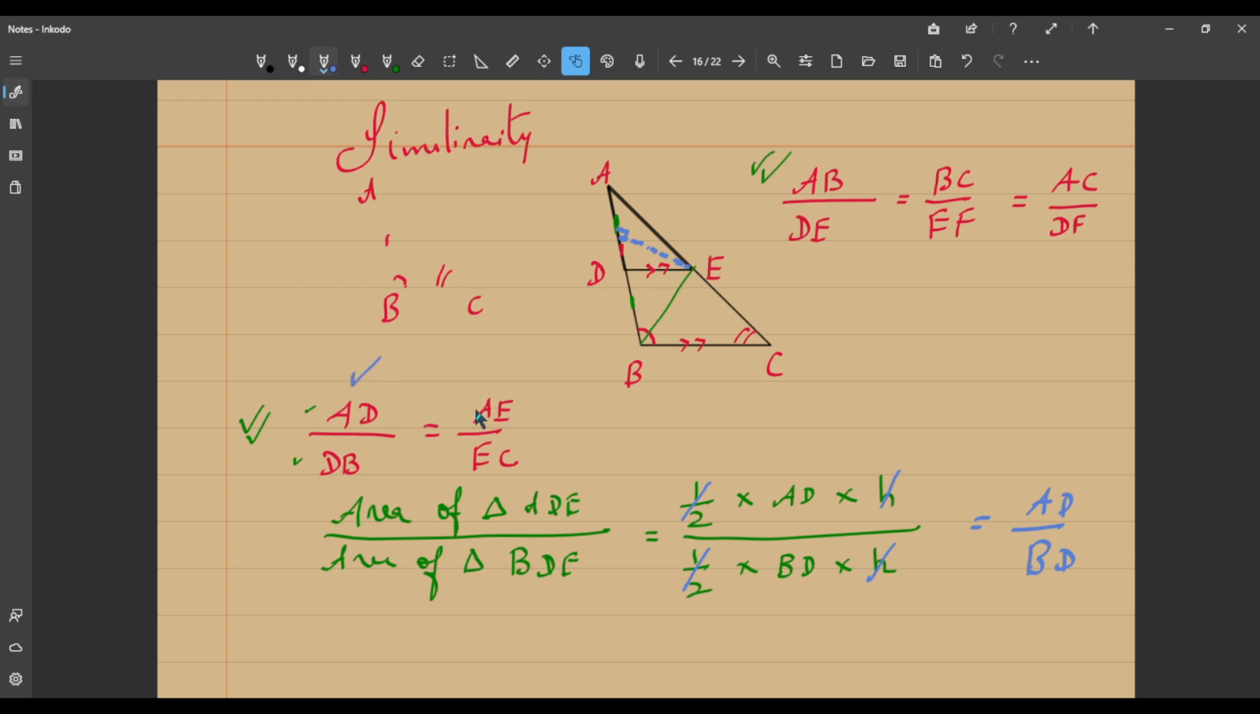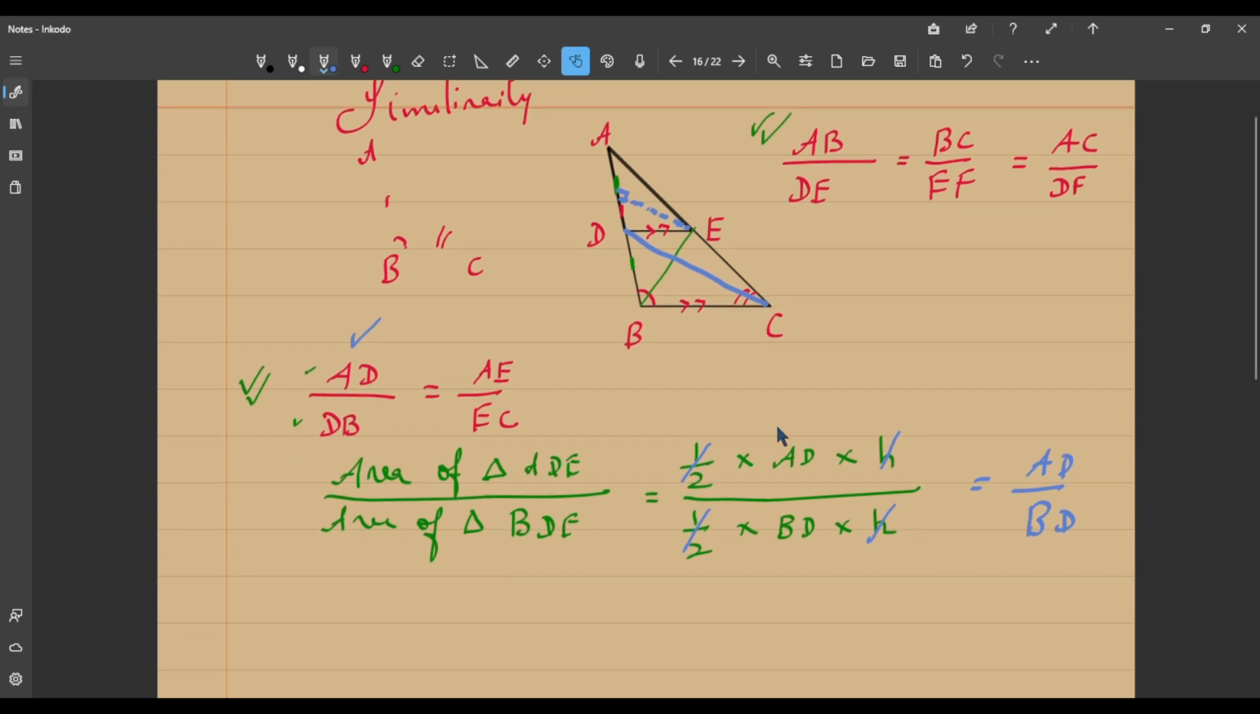Now we'll have to look at the right hand side, the side AC of this triangle, and we need the ratio AE by EC. So we'll have to consider the two triangles whose bases are AE and EC. So for that purpose, I'll have to join D and C and make a triangle DEC, right? Now let me compare the areas of these two triangles. In the numerator we have the same triangle, area of triangle ADE, and in the denominator we now have a different triangle, which is DEC, area of triangle DEC.